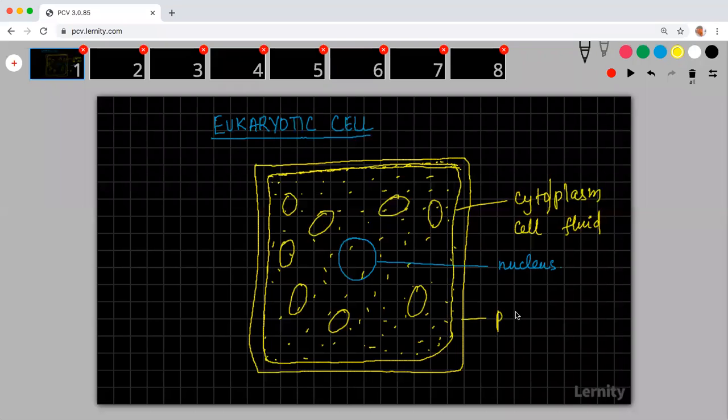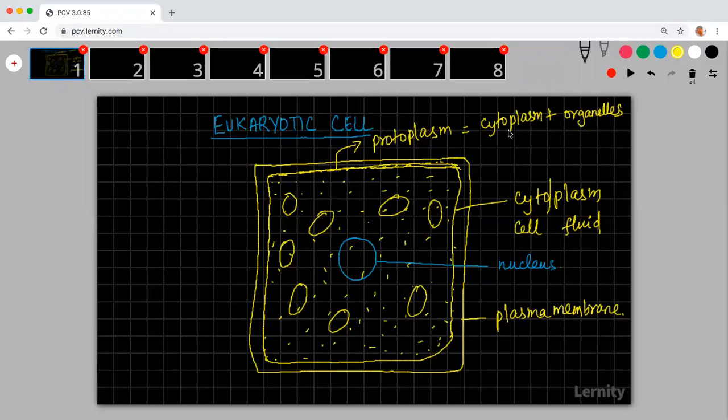So this is the plasma membrane. Whatever structure that you're seeing here inside is what we call as protoplasm. What is this protoplasm? Protoplasm is cytoplasm plus organelles. Or we can say cytoplasm with the organelles plus nucleus. Okay, so this is what we call as protoplasm.